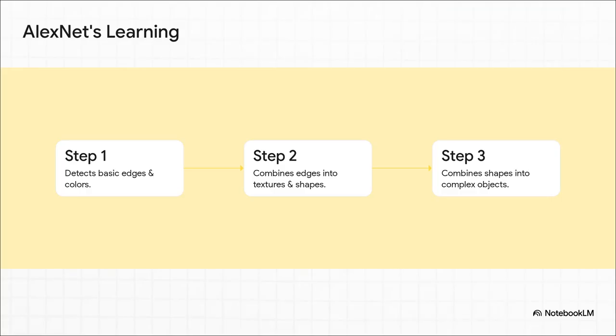So check this out. The very first layer of AlexNet, it learned to do something super simple. It just detected basic stuff like colored blobs or edges at different angles. But then the next layer took those simple edge detectors as its input and learned how to combine them into more complex patterns, things like textures or corners. And the layer after that, it combined those textures and corners to recognize even more complex objects. This is the whole key right here. Complexity is built up, one layer at a time.